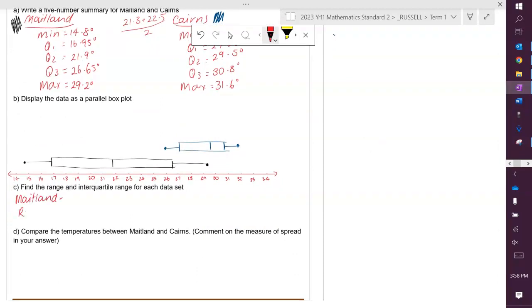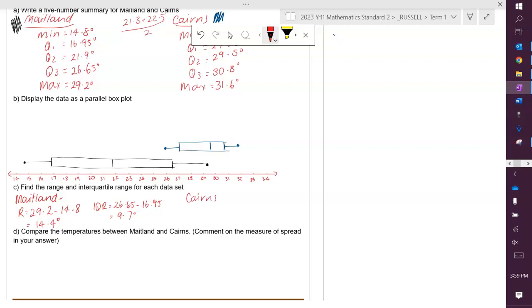okay, my range is my highest minus my lowest. So 29.2 minus 14.8, which is 14.4 degrees. And then my interquartile range, which is between my middle 50%, so the two ends of the box, is going to be 26.65 minus 16.95, which gives me 9.7 degrees.